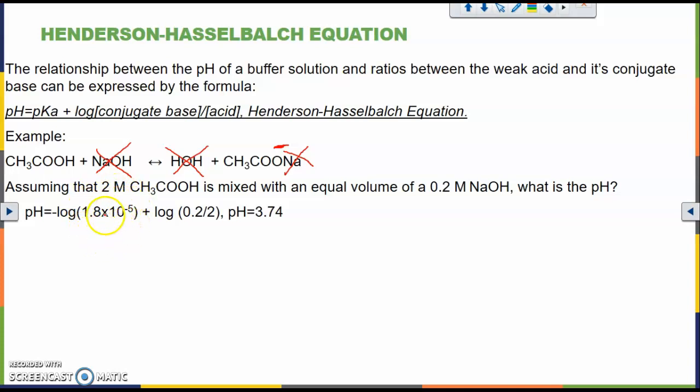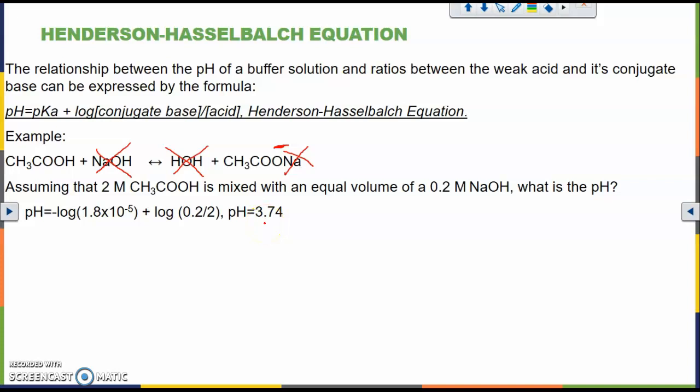The Ka of acetic acid is 1.8 times 10 to the negative 5, plus the log of the base, sodium hydroxide, over the acid, which is 2 molar acetic acid. And that is how you find the pH. So the pH of this solution is 3.74.